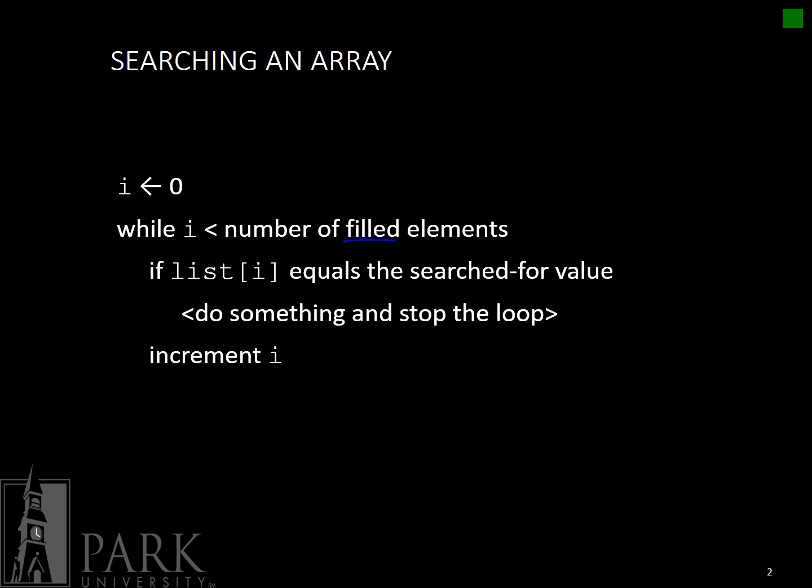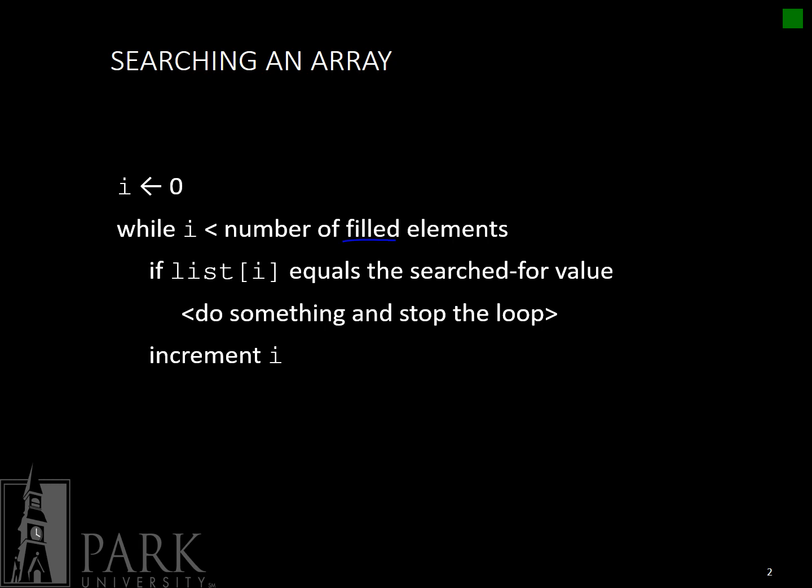If the array at index I equals the search for value, then do something and stop the loop. Otherwise, increment I and check the next index, and check the next one, and check the next one. Go over and over again until you find it. Or if you don't find it, then you should also return something that says, hey, I didn't find it. This is a common thing.